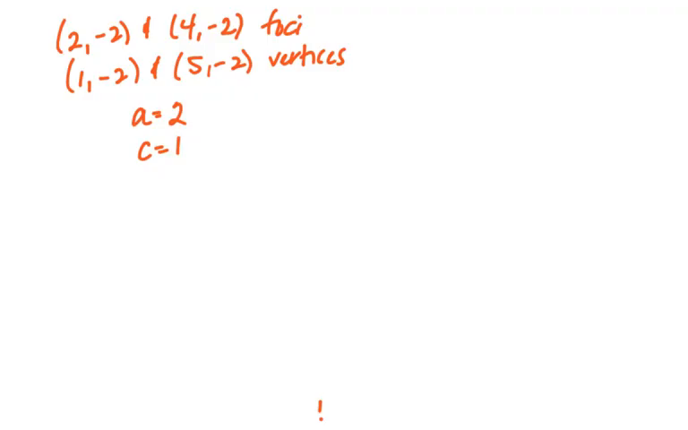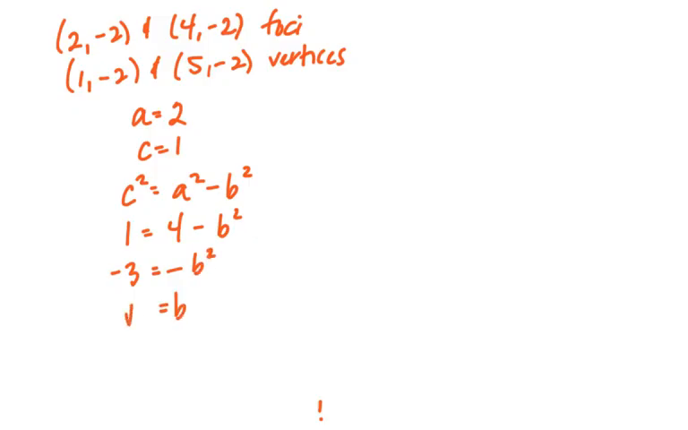And then we can find b, because we know this is an ellipse. So c squared is a squared minus b squared. So we get 1 equals 4 minus b squared. So negative 3 equals negative b squared. So b is the square root of 3. There are several ways to come up with the next, but let's look at the foci and the vertices. The center of both is 3, negative 2. So that is actually the center of our ellipse.